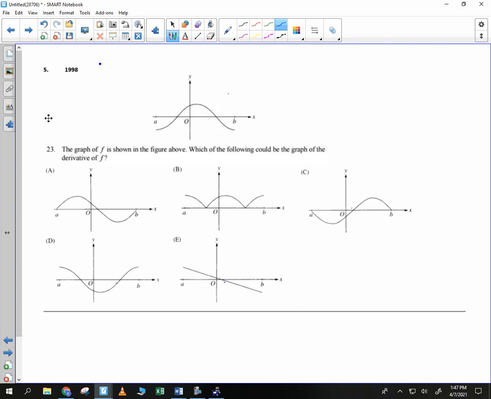The graph of f is shown. Which of the following could be the derivative? We did a matching game like this, didn't we? So we want f prime.